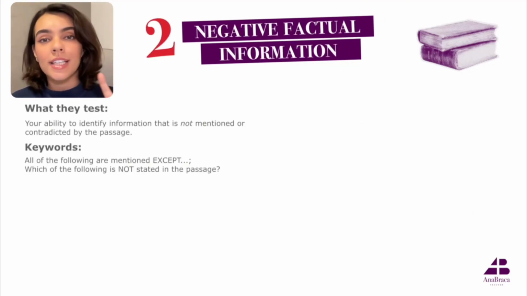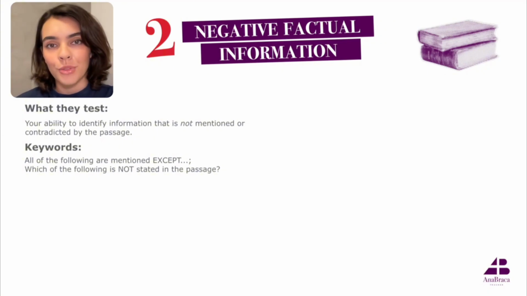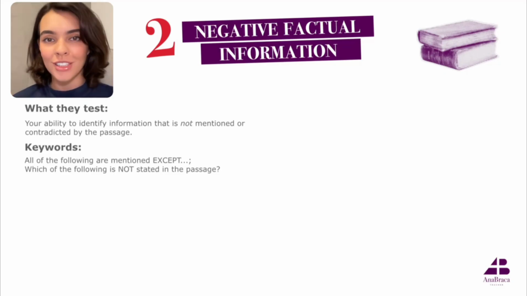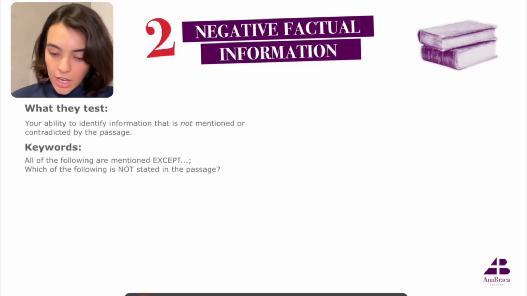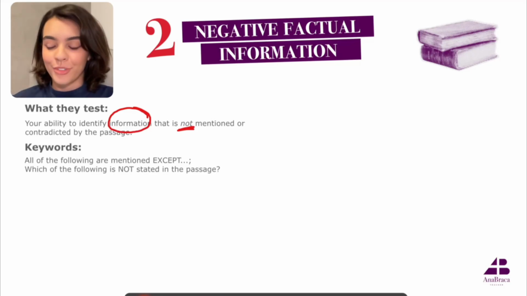Moving on to the second type of question, which is the negative factual information question, which is very similar to the first type, but here we're talking about details that are not in the passage, okay? So let's see this in detail. What are they testing? Your ability to identify information in the passage that is not mentioned there. And what are the keywords that you are looking for?